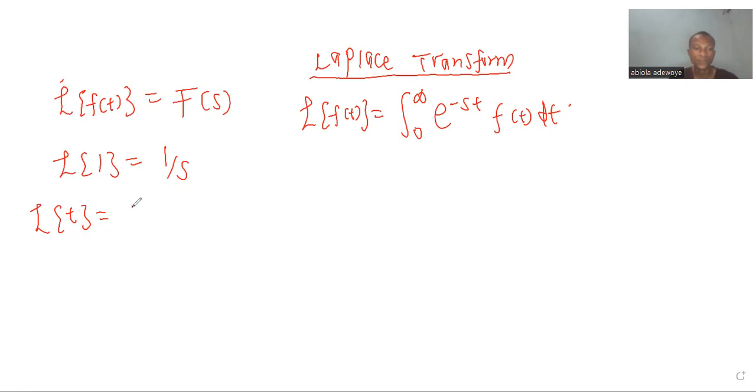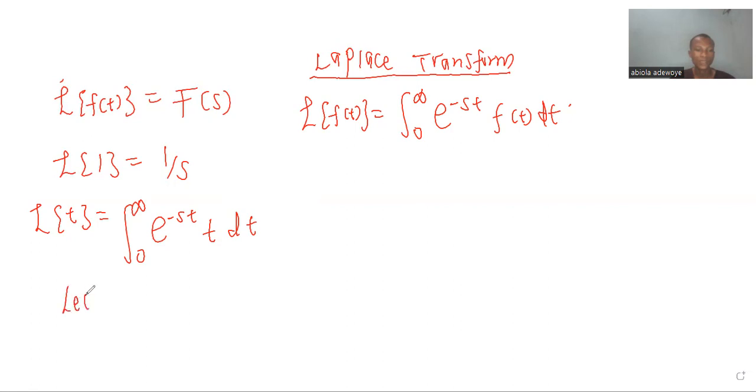So it means we are going to have the integral from 0 to infinity of exponential minus st, then t, dt. Now, how do you solve this question? Recall from integration by parts. We have to make one of the functions u, and the other one v. Which one do we make u? We make t to be u.